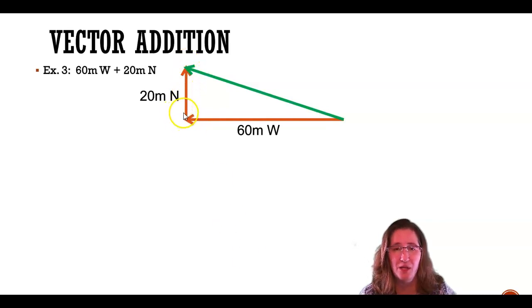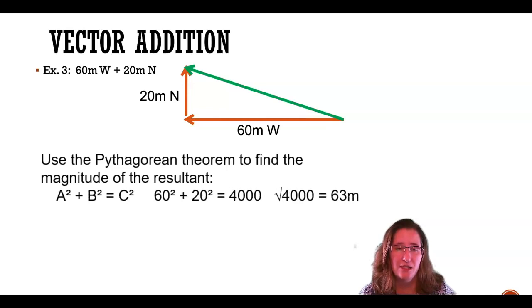Here's my tip to tail, meaning this vertical arrow here, the 20 meters north, I do not put it over here because I have a tip and I have a tail. That's where they have to match up. And then my green resultant starts where the first vector starts, ends where the last one ends. So I'm going to follow that rule. So what I need to do to find the value for that third side is use the Pythagorean theorem. And when I do that, I find that the third green side is 63 meters. And I'm going to look at my triangle and say, okay, that makes sense because it should be bigger than either of the other two sides. Always try to remember to go back and make sure your answers make sense.